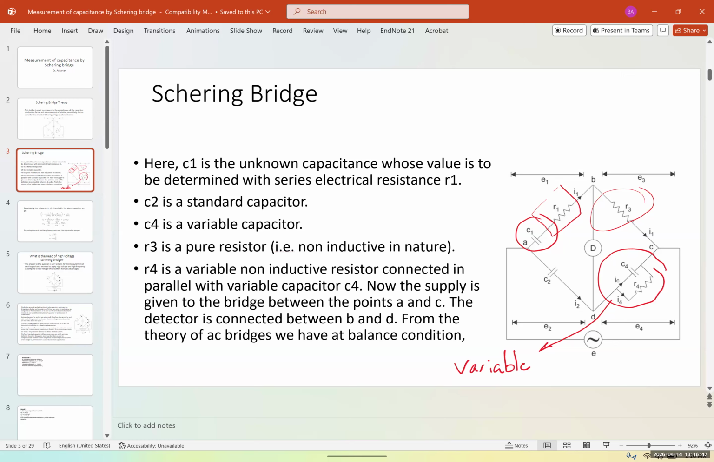Now the supply is given to the bridge between the points A and C. From the theory of AC bridges, we have the balance conditions.